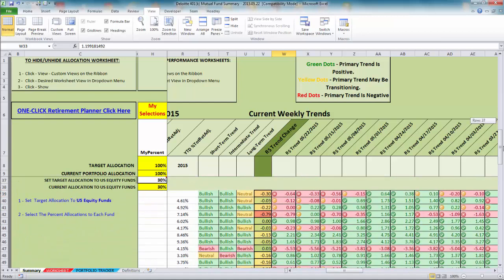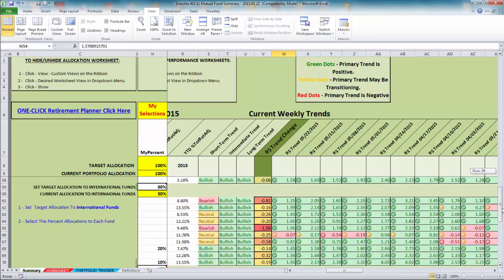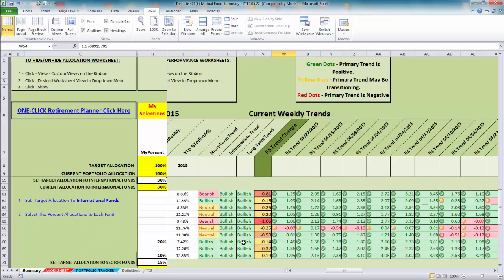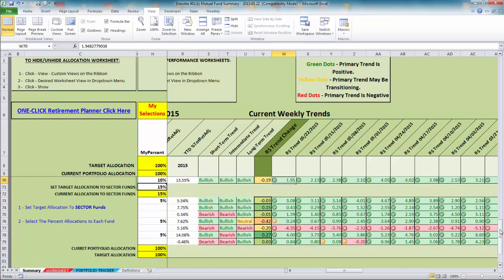Now our U.S. equity funds, we're seeing a green cell to the left and the right, and again in column U, to the left of column V, we're seeing a green cell. So there's nothing to do in these, so we'll leave those alone for the week. And our international funds, we're also seeing the green light for both of our selections, so we'll leave those alone.